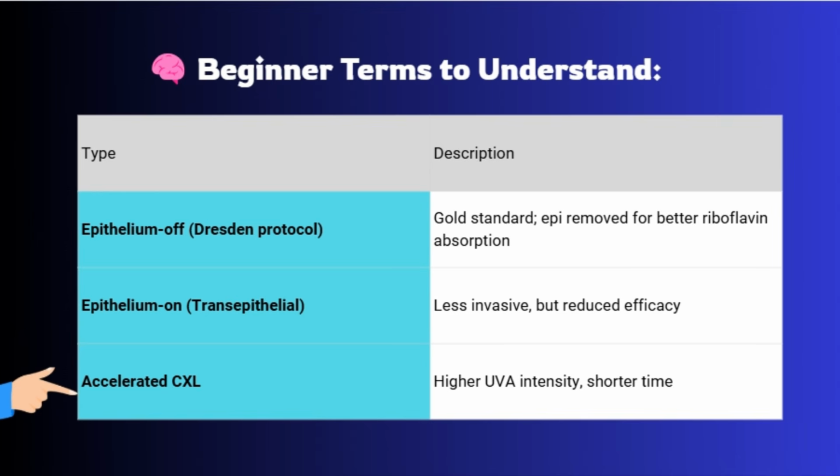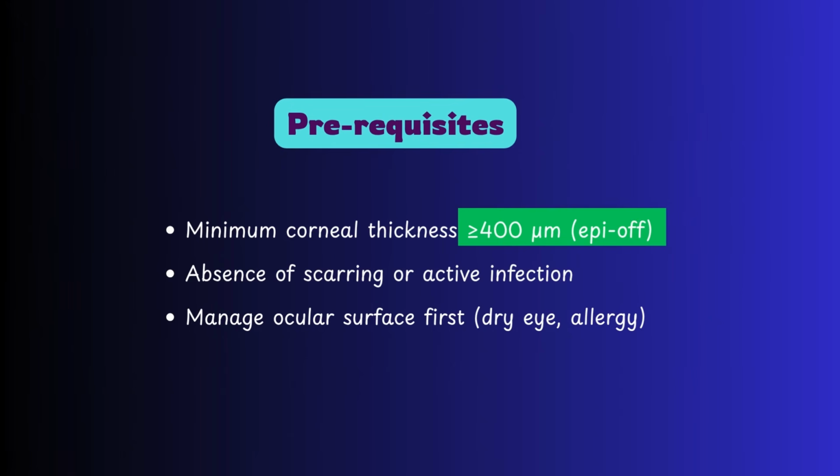So now, how do you choose the procedure? This is basically based on the corneal pachymetry. Now this brings us to the prerequisites of collagen cross-linking. The minimum corneal thickness for the standard Dresden protocol should be at least 400 micrometers or more than 400 micrometers. Also, there should be absence of scarring or active infection, and if any ocular surface disease exists, you have to manage that first. That means any dry eye, weak AC or allergy needs to be treated initially.